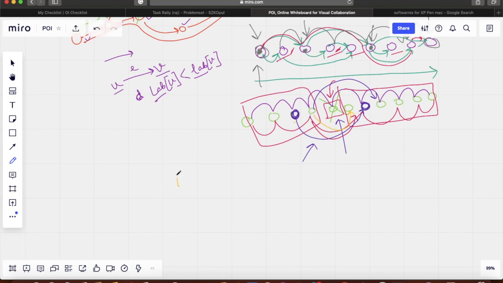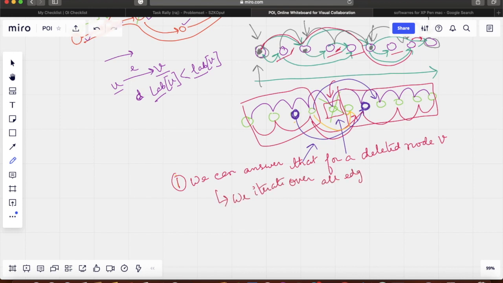So let's say we can answer that for a deleted node V. Let's say we iterate over all edges E that pass, and I'll put this in quotes, over V. So what does passing over mean?